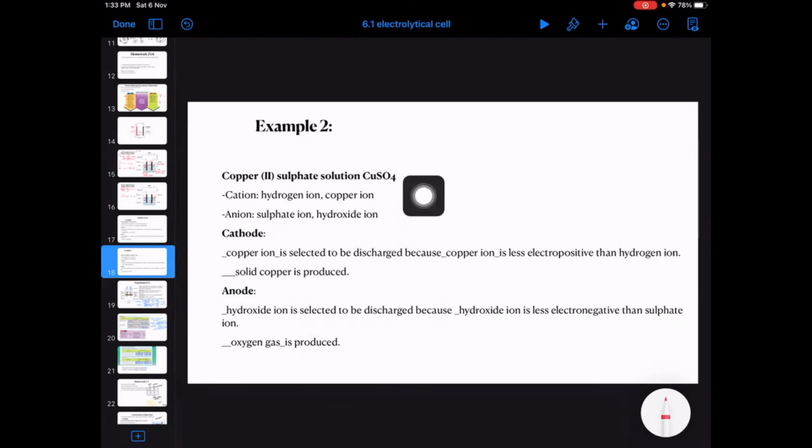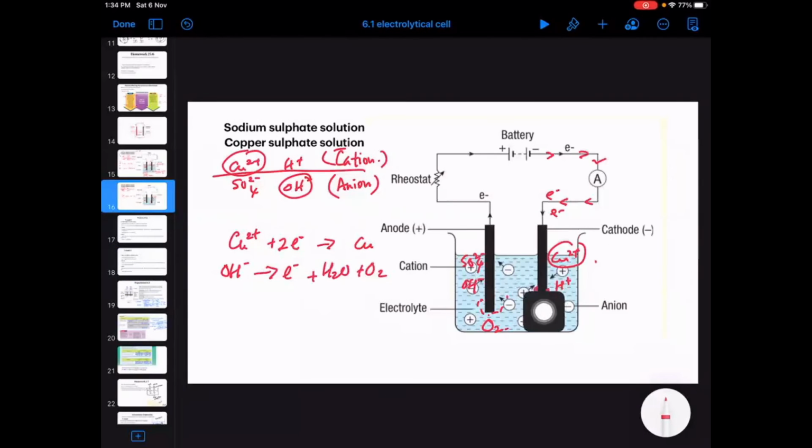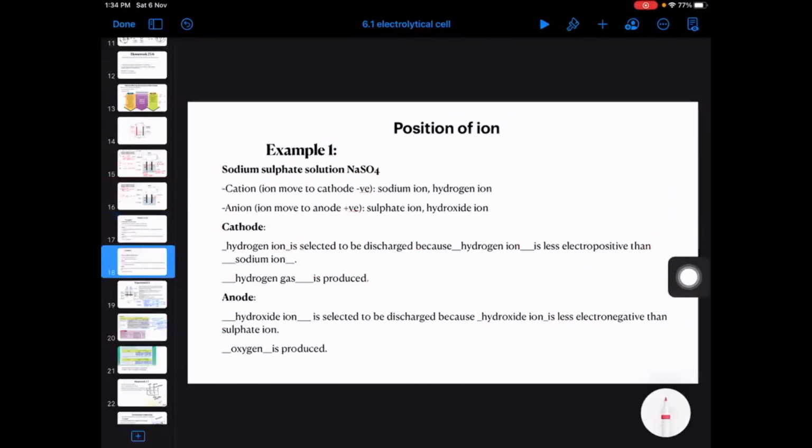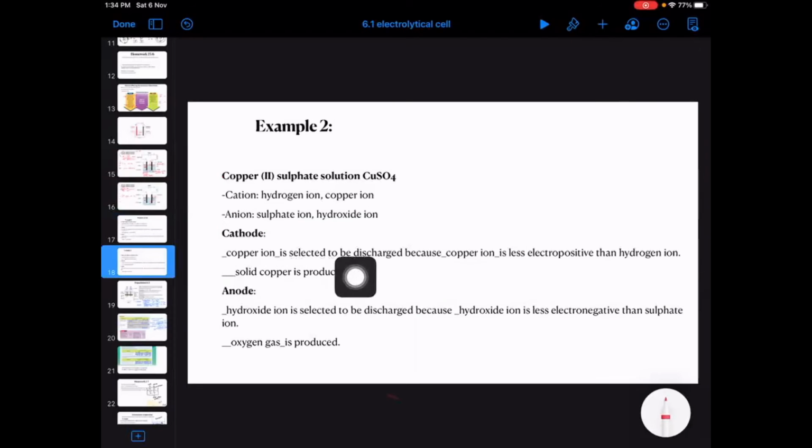This may come up in a structure question and ask you to write down what the cations and anions are, and you have to write this yourself. Sometimes the question asks you to explain what happened at the cathode. At the cathode, the copper ion will be selected. The copper ion is selected to be discharged. So these are the keywords. Copper ion is selected to be discharged, and then you have to explain why.